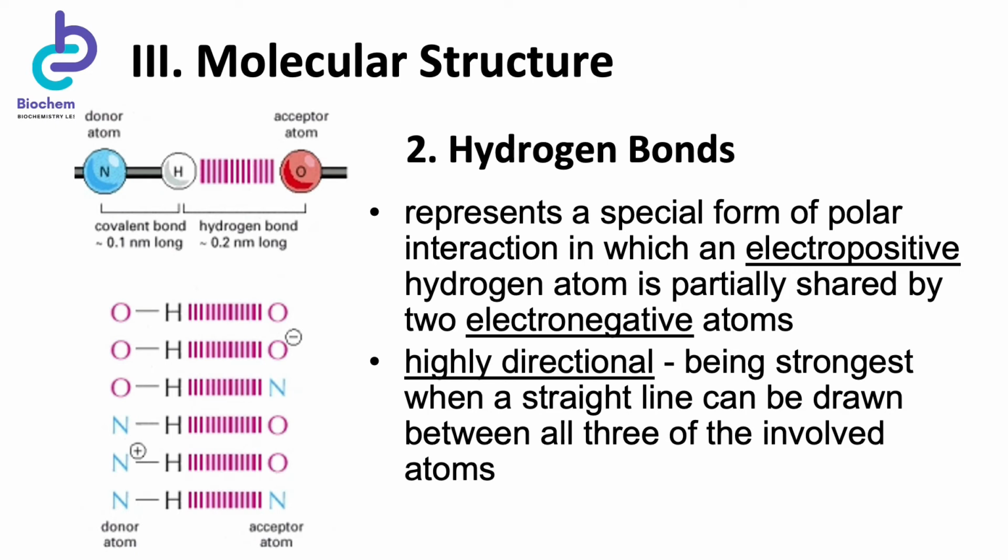Or simply stated, this bond represents a special form of polar interaction in which an electropositive hydrogen atom is partially shared by two electronegative atoms. Unlike a typical electrostatic interaction, this bond is highly directional, being strongest when a straight line can be drawn between all three of the involved atoms.